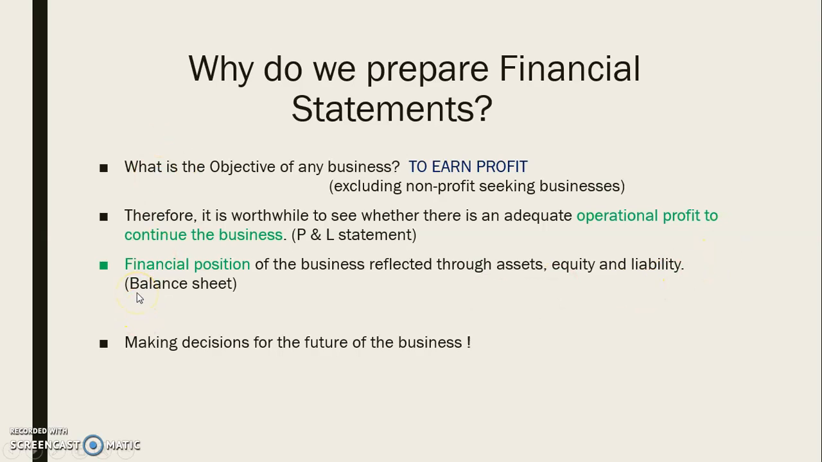Next, the financial position of the business is reflected through assets, equity and liability. So financial position is the balance sheet, I told you all before. The things that we will be considering in the balance sheet are assets, equity and liability. You all know what assets, equity and liability are. We have learned all this before. So putting all these together, why we do financial statements is ultimately to make decisions for the future of the business. If the company is making a loss, obviously there is no point in continuing the business, or they need to make new arrangements, new investment plans and things like that. So to make decisions for the future of the business, they prepare financial statements.